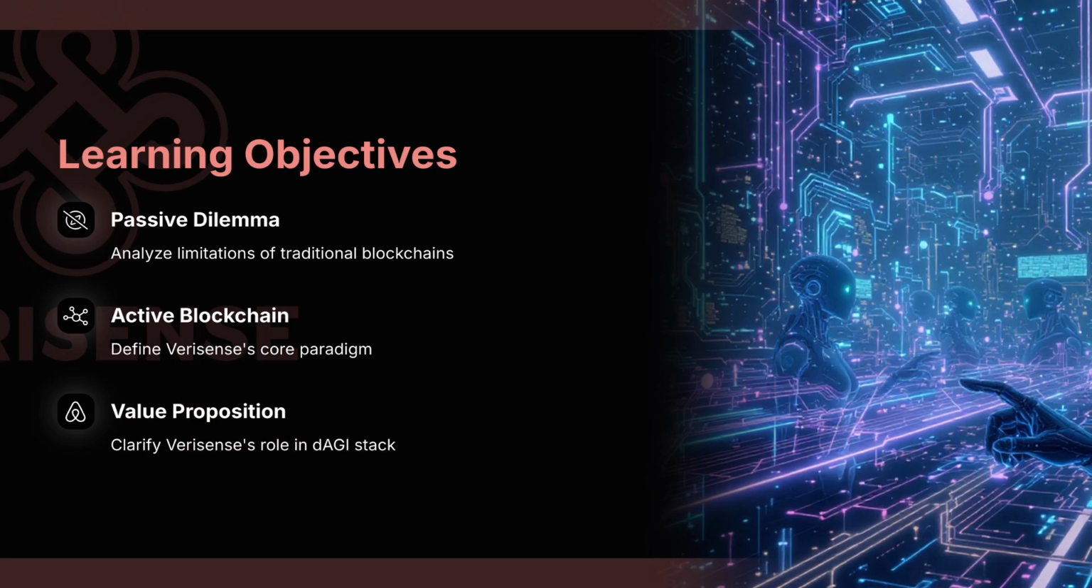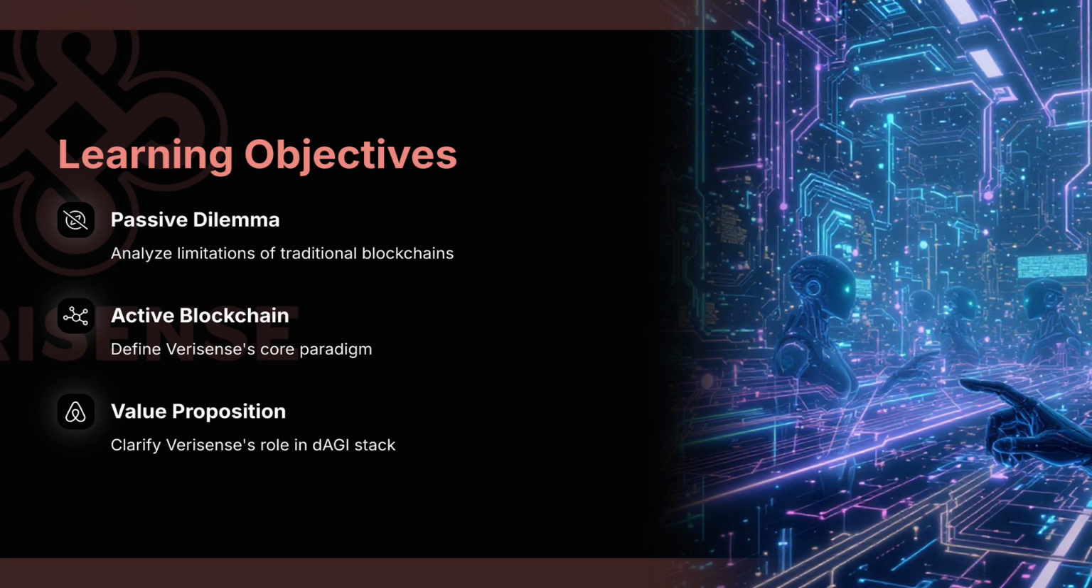The main learning objectives for this lesson include analyzing the passive dilemma of traditional blockchains. We will explore why the inherent passivity of current mainstream blockchain architectures poses a fundamental constraint, especially in the face of the decentralized artificial intelligence (dAGI) movement.